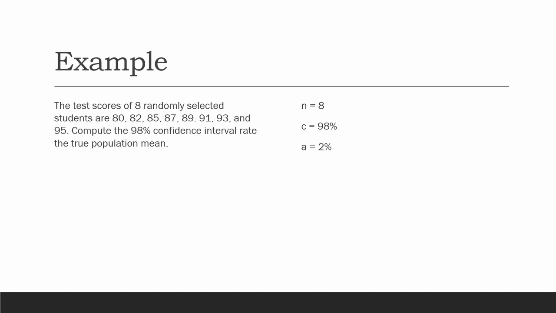So first, here are the given. The sample size n is 8. Confidence interval rate of 98%. Degree of error or alpha of 2%. One tail of 1%, which we get from the degree of error. The degree of freedom or DF, which has a formula of sample size minus 1, where we get 7. And now we need to find the critical value, sample mean, and the standard deviation.